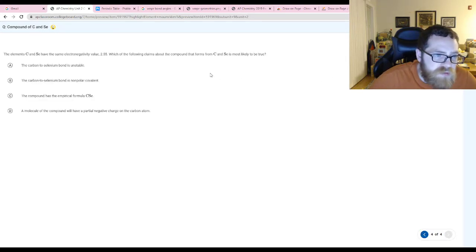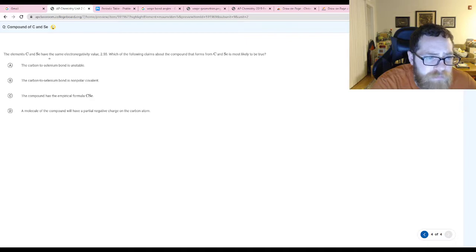And finally, we have the elements carbon and selenium have the same electronegativity value of 2.55. Which of the following claims about the compound that forms from carbon and selenium is most likely to be true? The bond is unstable. The bond is nonpolar covalent. It has an empirical formula of CSe. Or the molecule of the compound will have a partial negative charge on the carbon atom.